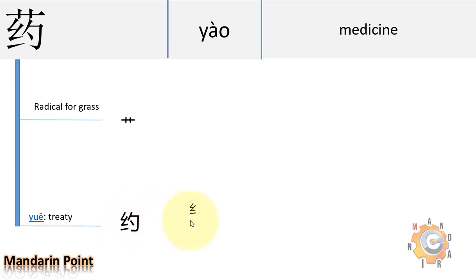On left side it is this character and at right side it is this character. This character is actually si, which means radical for silk, and the right character is shao, which means spoon. So this yao means medicine.